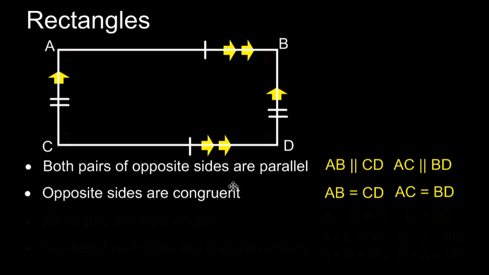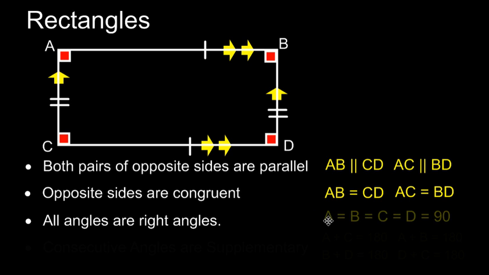The one key difference with rectangles is that all four angles are right angles. So A is a right angle, B is a right angle, C is a right angle, D is a right angle. They all equal 90 degrees. In a parallelogram, they don't have to be congruent, but in a rectangle, all four have to be right angles. Okay?